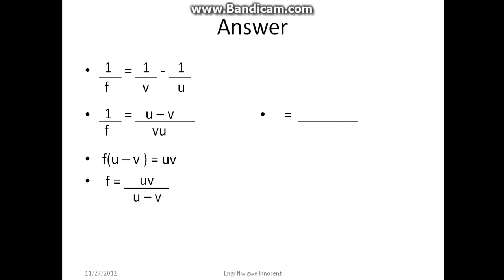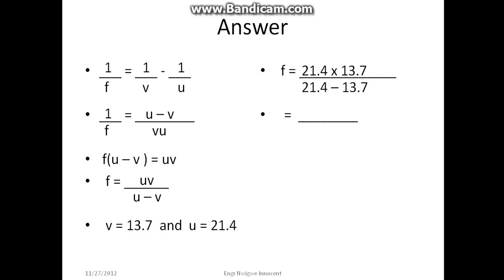We are given that v is equal to 13.7 and our u is equal to 21.4. Therefore, substituting these values, we now have 21.4 for u times 13.7 for v all over 21.4 for u minus 13.7 for v, which now gives 293.18 over 7.7. If you remove the decimal point at the denominator, we now have 2,931.8 all over 77, which is equal to 38.1 cm.